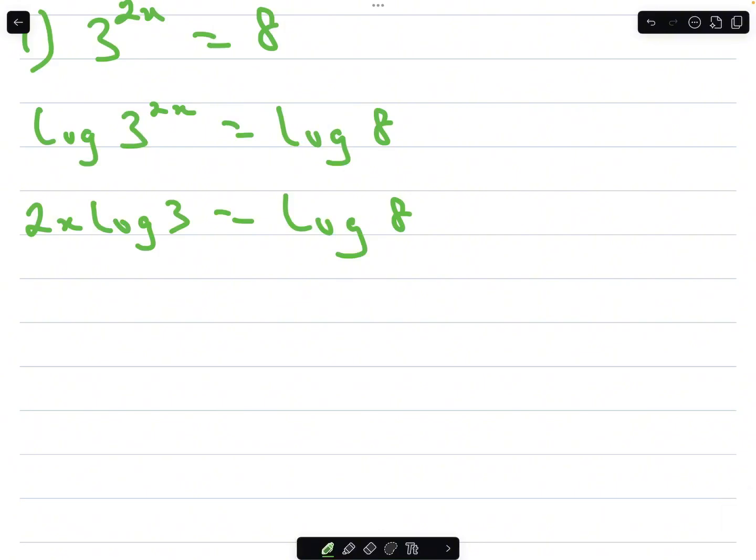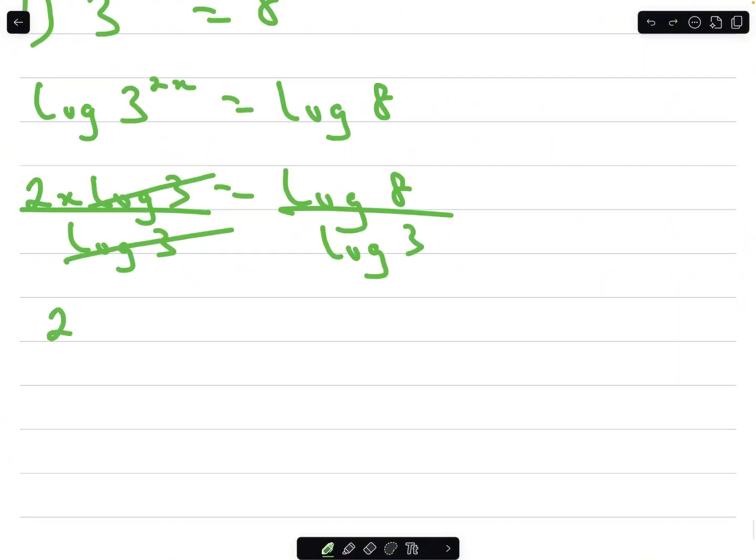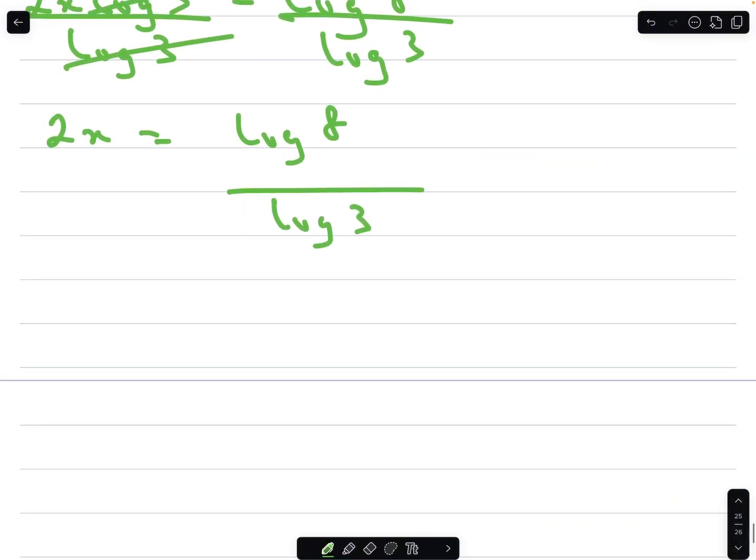Do you understand? Now, what do you now do? You can divide through by log 3. Log 3 cancels log 3. And that means 2x is equal to what? Log 8 over log 3. Do you understand?